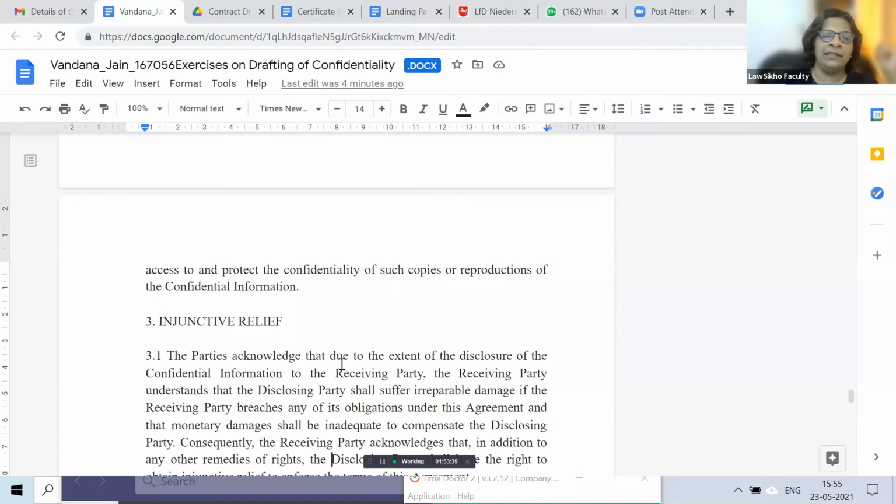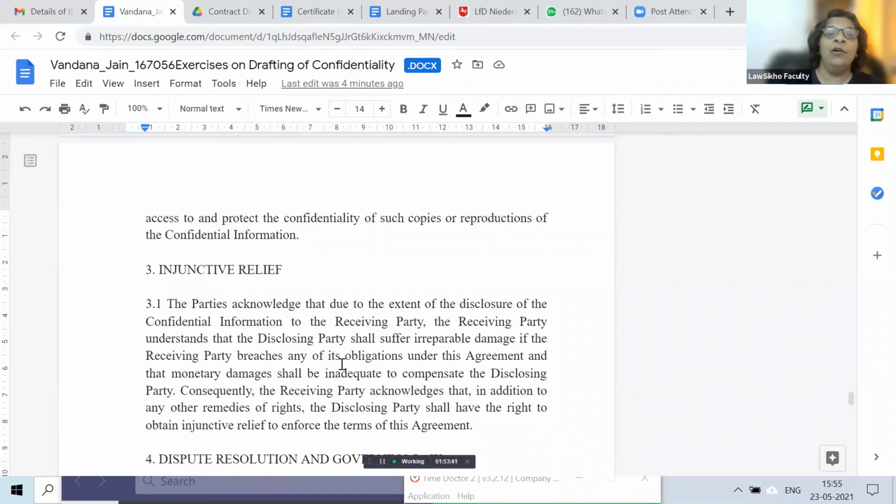They acknowledge that in addition to other remedies of rights, the disclosing party will have the right to obtain injunctive relief to enforce the terms. That means stop giving any of the information to anybody else. Number one. And then two, the damage that you have caused by leaking this information, whatever you've done until now to the other person, you are liable for that damages. Okay.